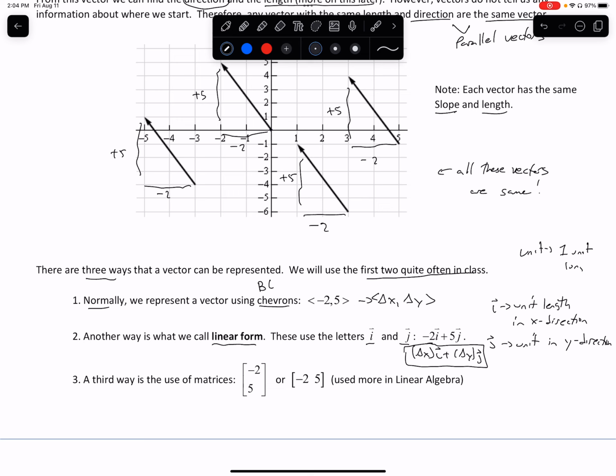Now, the third way is to use matrices. You'll talk more about this in your linear algebra course. And we do see these quite a lot because they're easy for doing some algebraic operations, like multiplying and doing some other things with vectors. So if you have to multiply 2 vectors together, this is a really nice way to do it. And again, of course, you can see there's your delta x, there's your delta y, and you can go either direction, like so.